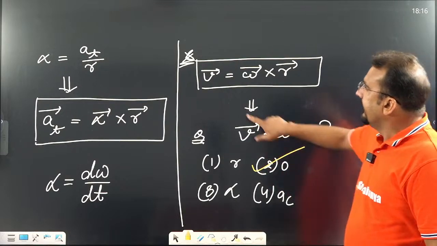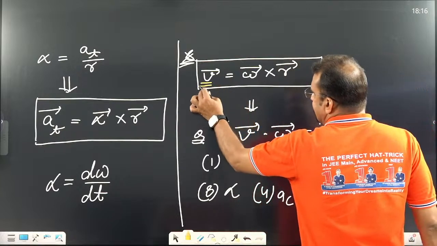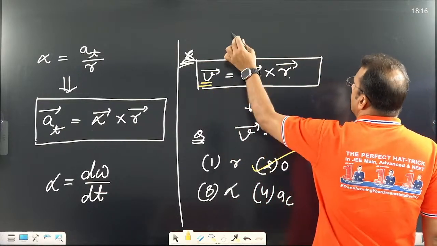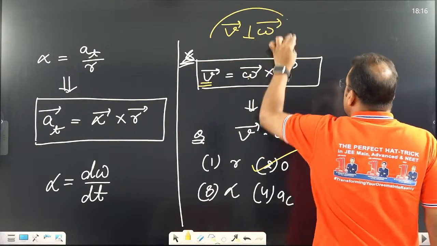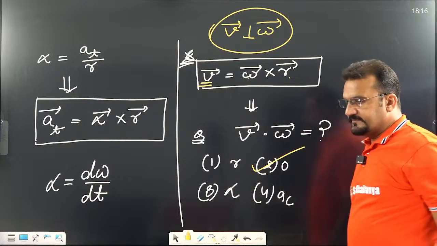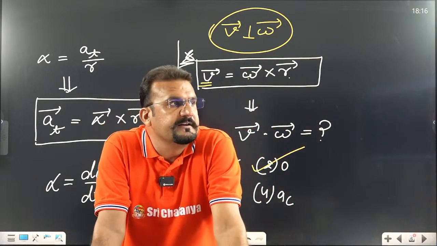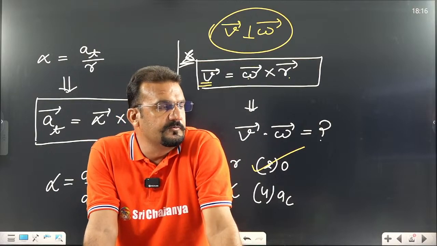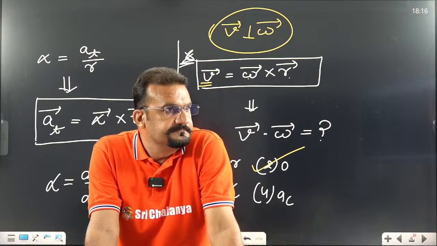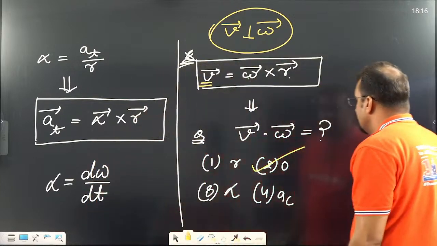The reason is that, as I told you, in a cross product, whatever result is there is perpendicular to both quantities. V is perpendicular to omega. Whenever two vectors are perpendicular to each other, their dot product is always going to be 0. Very, very important. So I think up to here everything is clear. Yes or no? Done. Very good. Okay, let us move forward.